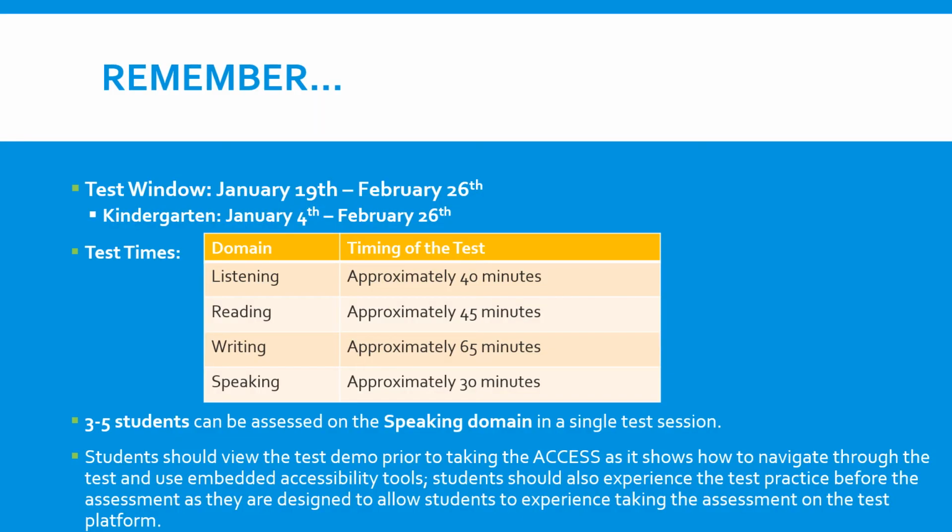This year's testing window is January 19th through February 26th. Kindergarten may begin testing January 4th and go through February 26th. Please note the test times on this table. These are approximations, but give you a good place to start when planning the schedules. Remember that 3 to 5 students can be assessed on the speaking domain in a single test session.